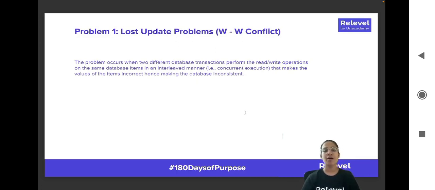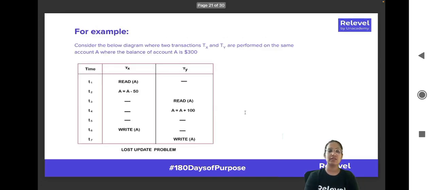Now, this problem occurs when two different database transactions perform read and write operations on the same database items in an interleaved manner, right? Which I was talking about. Person A and person B are both trying to deduct money from a database item X, and they're trying to do it in a concurrent manner instead of one after the other. That basically leads to an incorrect value in the database, hence making the database inconsistent. Let's take an example.